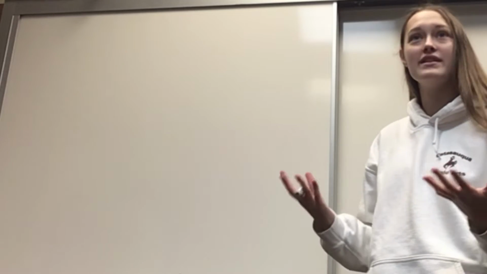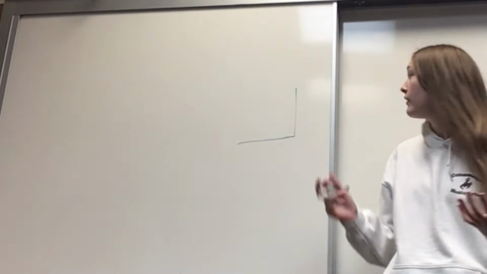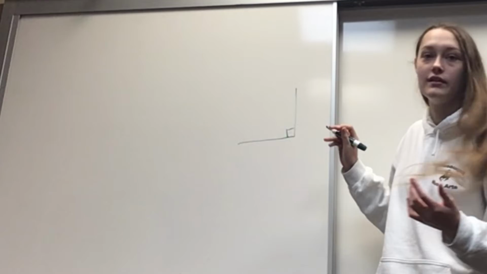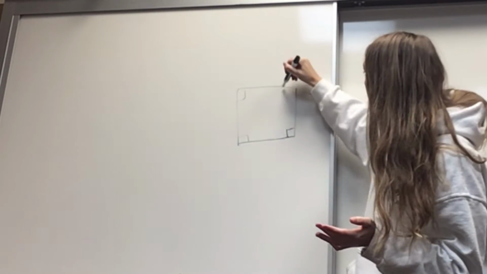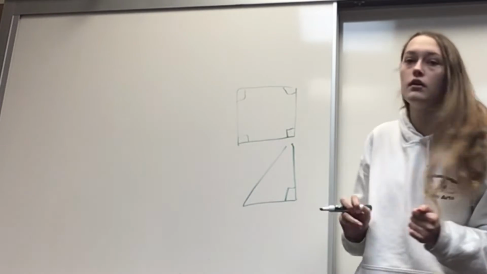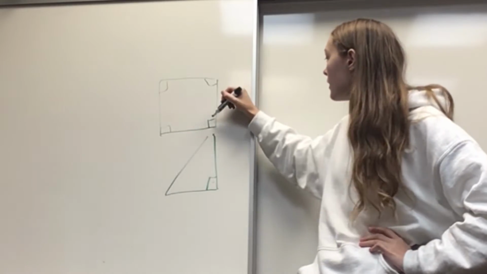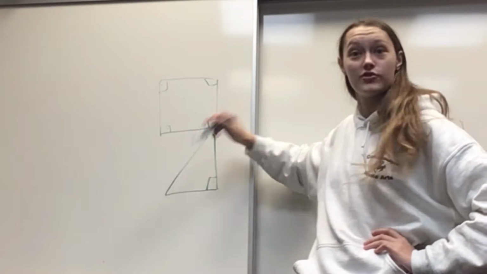Let's start off. What is a right angle? A right angle is a 90-degree angle. There are 4 right angles in a square, and in a right triangle, there's 1. Right angles are denoted by a small square in the corner of the right angle.